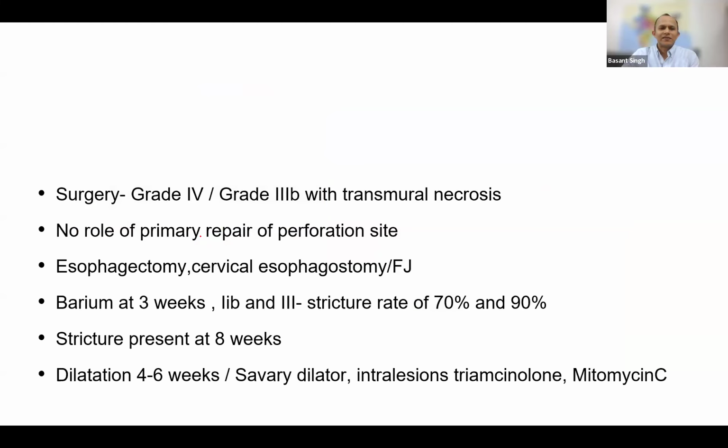So this I think we have discussed. Barium should be done at 3 weeks. Once you have a 2B and 3 stricture, your stricture rates are very, very high, 70% to 90%. The stricture presents at 8 weeks.